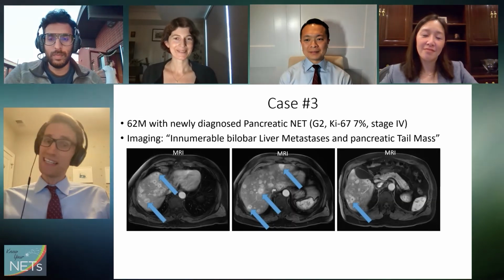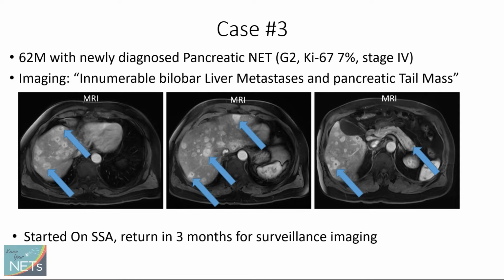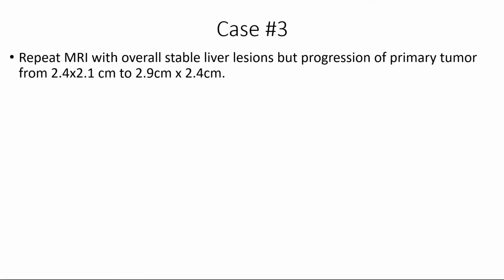But in this case, all credit to our radiology colleagues. There were a lot of liver metastases, as you can see here with the blue arrows. And if you would count them, they would probably be well above 50. So we obviously don't expect them to count each and every one of them. You see a pancreatic tail mass on the right imaging there, about 2.5 centimeters. So he was started on octreotide, right? We don't have to go through that again. That's sort of the standard therapy, and he returns 3 months later for surveillance imaging.